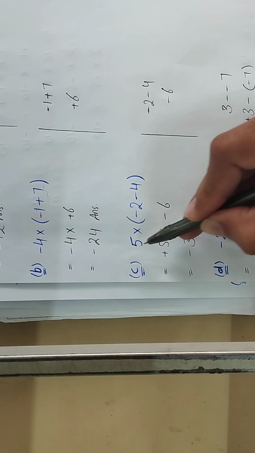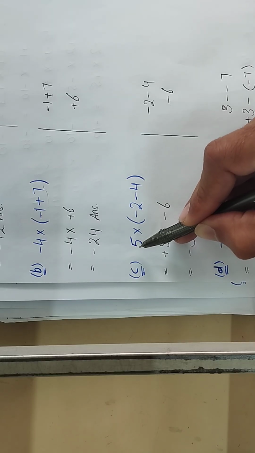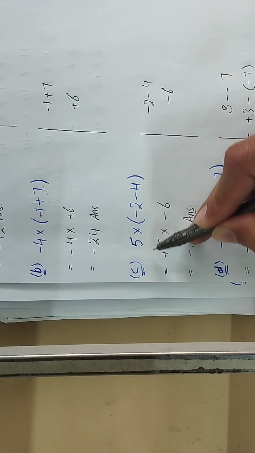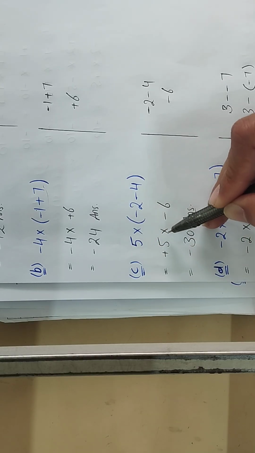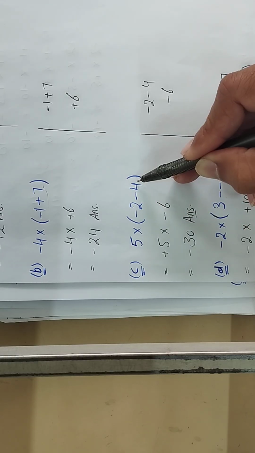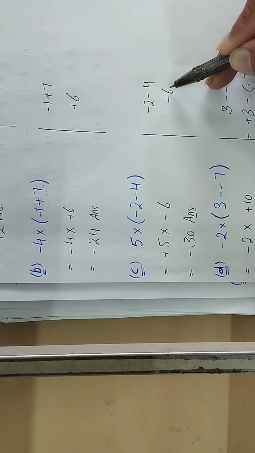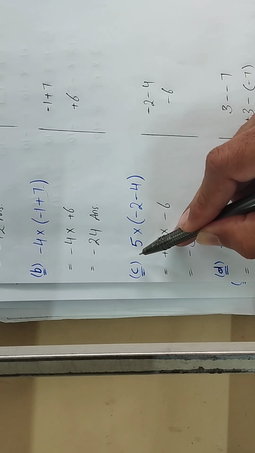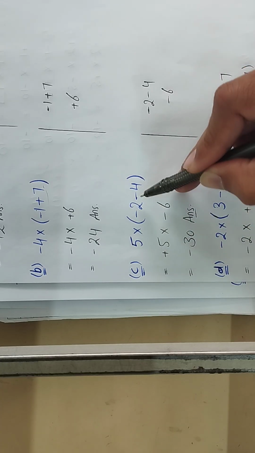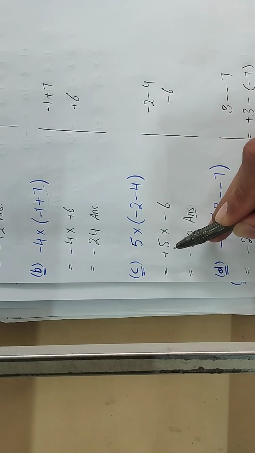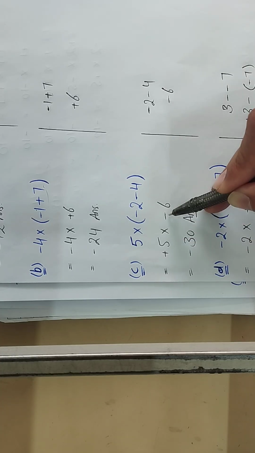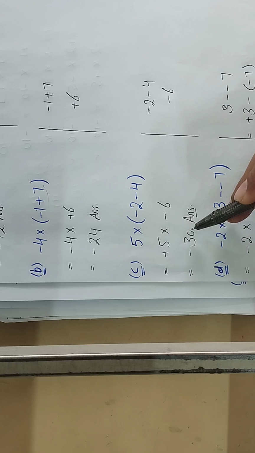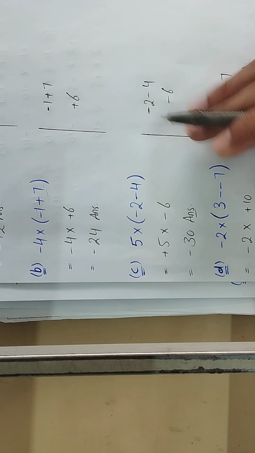Write this 5 here. Since there is no sign with 5, it means it is positive. It is plus 5. So I can write plus 5 here. Plus 5, this multiplication sign, and then the answer of this bracket, which is minus 6. Now it's plus 5 multiply minus 6. 5 6s are 30, and plus multiply minus is minus. So this one is our final answer for this calculation.